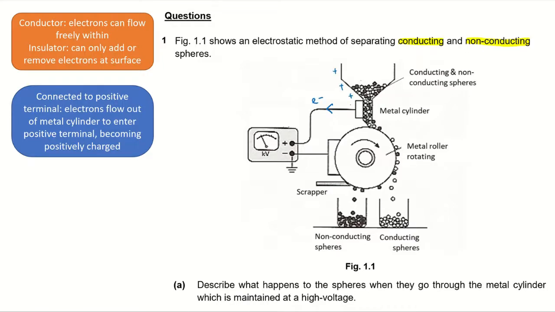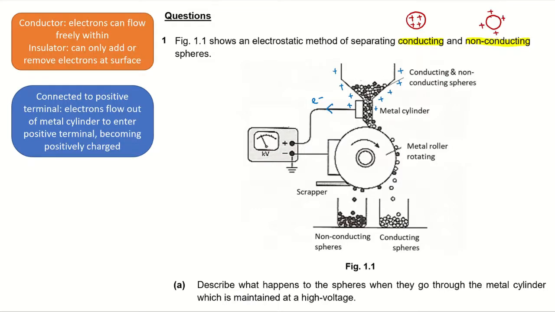So electrons will flow from the metal cylinder into the positive terminal, causing the metal cylinder to be positively charged. And when the conducting and non-conducting spheres pass through it, they will also be charged positively. For the conducting spheres, they will be positively charged throughout, whereas the non-conducting spheres can only be charged at the surface.